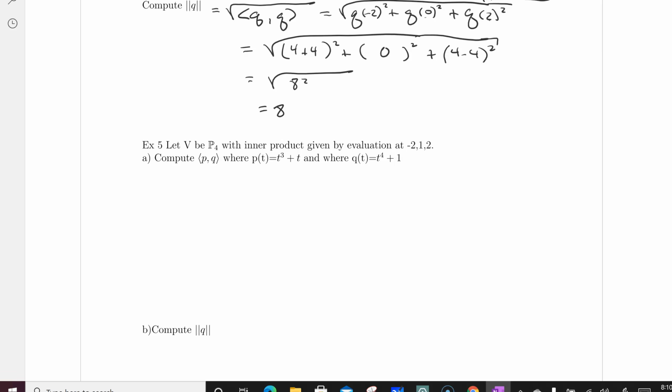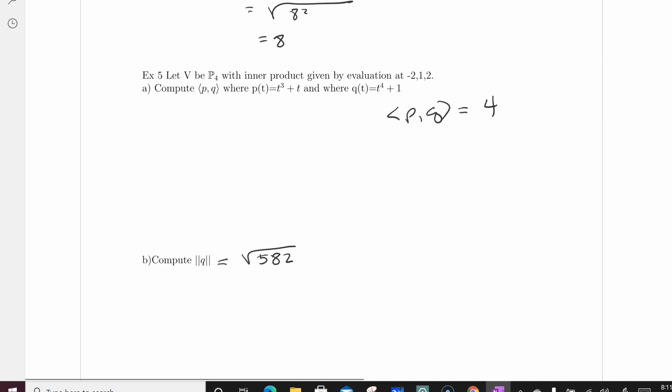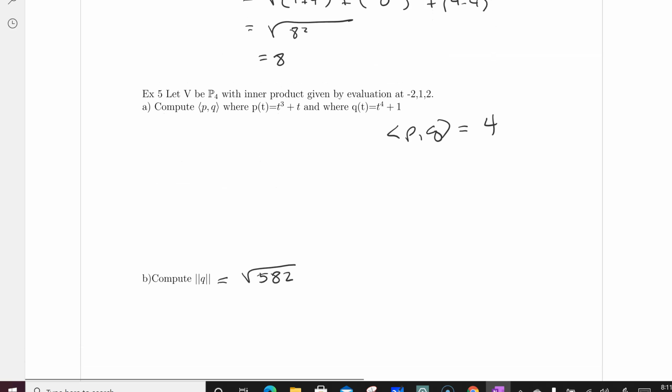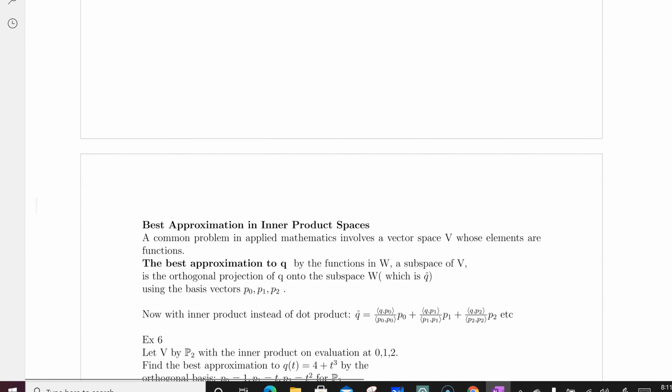I'll let you do this one. I'll just tell you that I got 4 for the inner product of P and Q. And then this gave me root 582. So I'll let you go do those because I've done several, and then this one is just Q with itself.